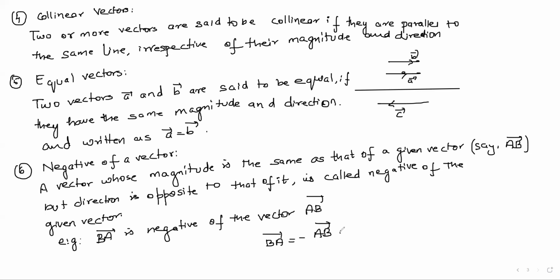So what is a negative vector? Its magnitude is the same, but direction is opposite. So for example, if you have vector AB, then its negative vector is BA, because here the direction is different. This starts from A and ends at B. This starts from B and ends at A. So BA is equal to minus AB. Okay, is this clear? Yes, sir. Okay, very good. Please note this.